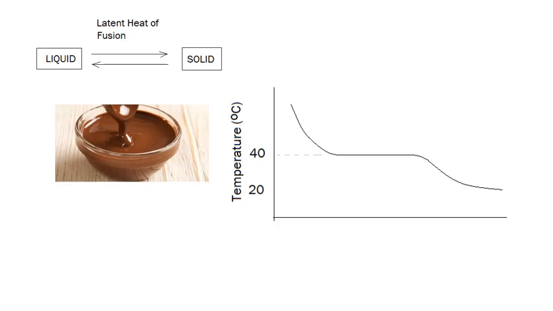And you'll see here the temperature goes down because it's losing heat energy to the surroundings. When we get to about 40 degrees centigrade, it's still losing heat energy, but its temperature is staying the same. Because the melting point of chocolate is about 40 degrees centigrade, there's a change of state occurring, and eventually it will have all changed into a solid, and then the solid will start cooling down again.